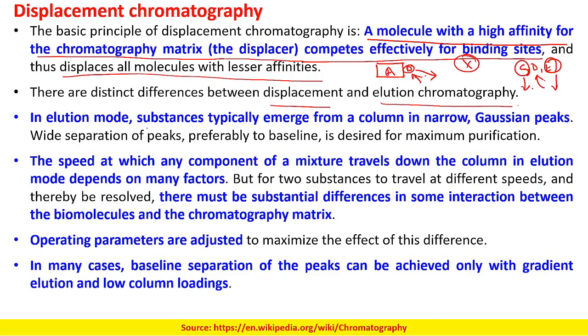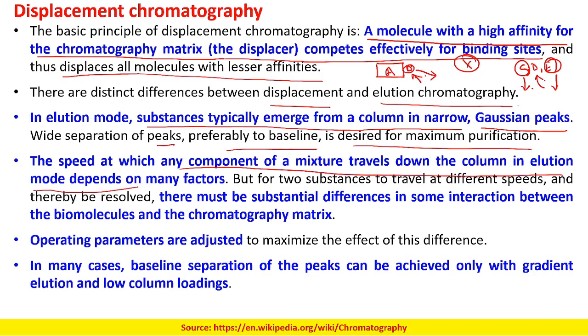In the elution mode, substances typically emerge from a column in narrow Gaussian peaks. Wide separation of peaks, preferably to baseline, is desired for maximum purification. The speed at which any component of a mixture travels down the column in elution mode depends on many factors, but for two substances to travel at different speeds and thereby be resolved, there must be substantial differences in some interaction between the biomolecules and the chromatography matrix.